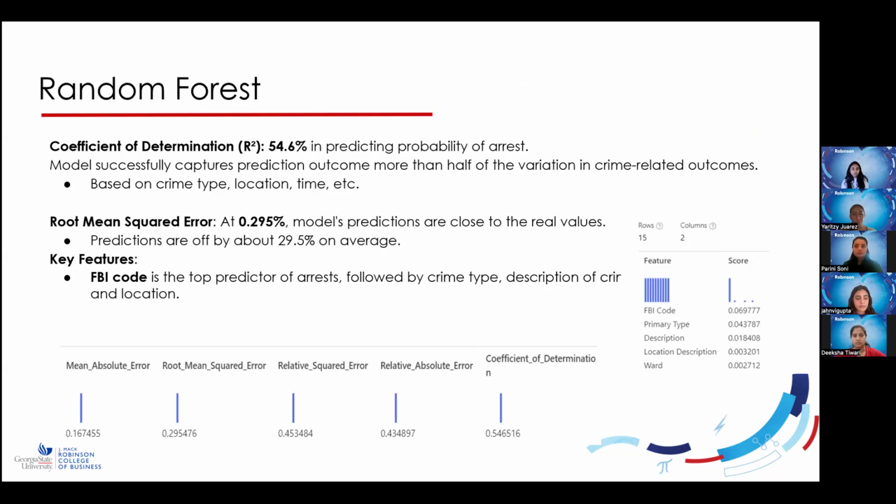So for random forest, we're basically looking at the R squared, which is 54.6%. This indicates that the model explains over half of the variation of the probability of the arrest. So this is based on the type of location, time, and factors. And the root mean squared error is 29.5%. This is basically the level of error of the model's predictions, fairly reliable, but it's not perfect. And one of the key factors is FBI code, just as in the other model that John presented, that is a top predictor of an arrest, followed by the other crime types, etc.